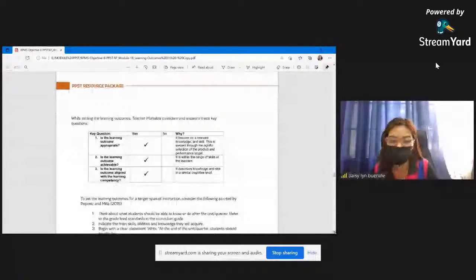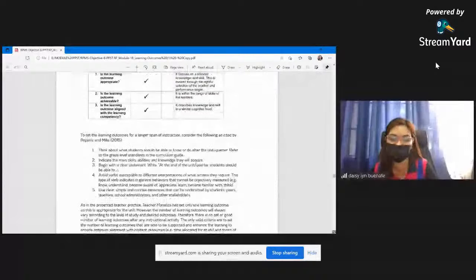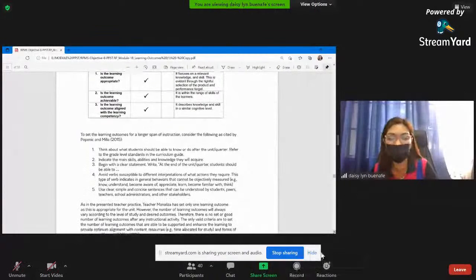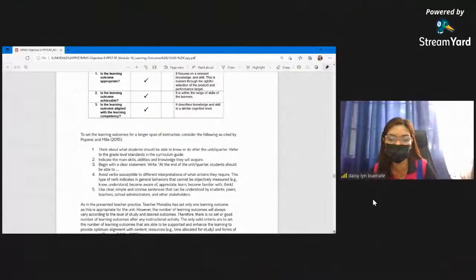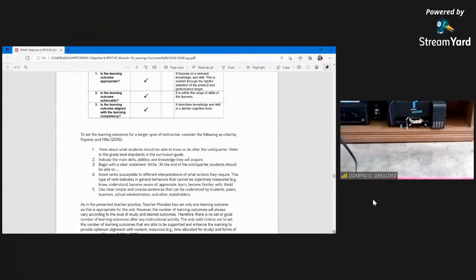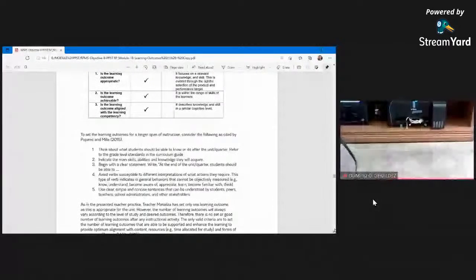Okay. So to set the learning outcomes for a longer span of instruction, consider the following as cited by Popenick and Miller in 2015. Number 1, think about what students should be able to know or do after the unit or quarter. Or refer to the grade level standards in the curriculum guide. So naman sa itong MELCs ang mga standards, no? Content standards. Okay, then number 2, indicate the main skills, abilities, and knowledge they will acquire. So what particular skills do you want them to acquire?